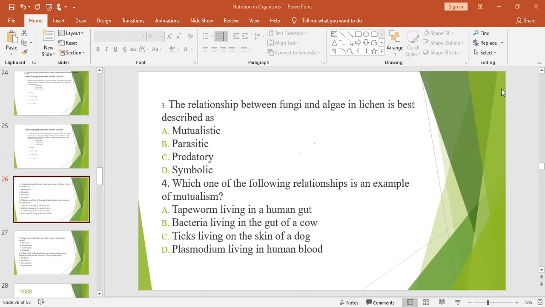A. Mutualistic. B. Parasitic. C. Predatory. D. Symbiotic. According to you, which one do you think is the best answer?